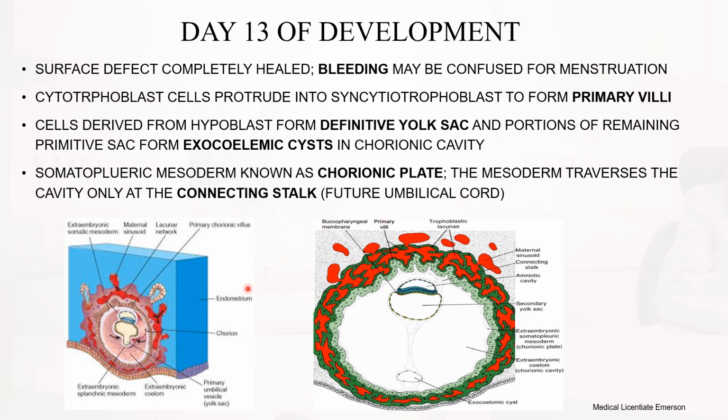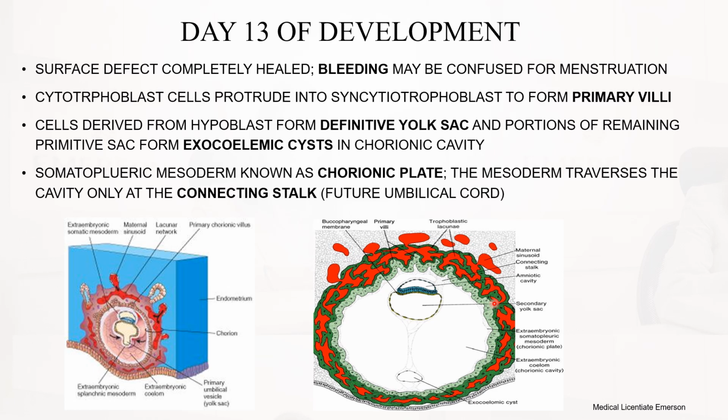So now let's try to explain this using the pictures. You have to pay attention to the pointer where I'll be pointing at most of the things. Remember, we're talking about the surface defect, which is of course in the upper part. If you have seen, they have progressed. This is when they have become completely healed, and of course someone might experience bleeding, which might be confused for menstruation. Then remember, we said we have the trophoblasts.